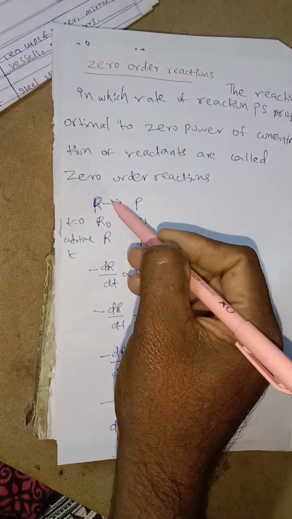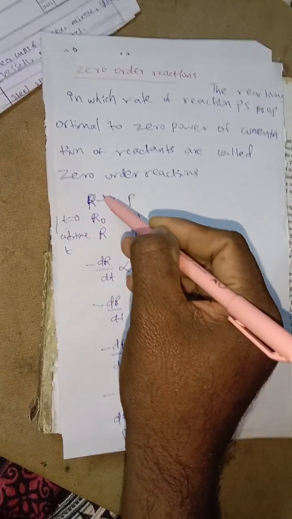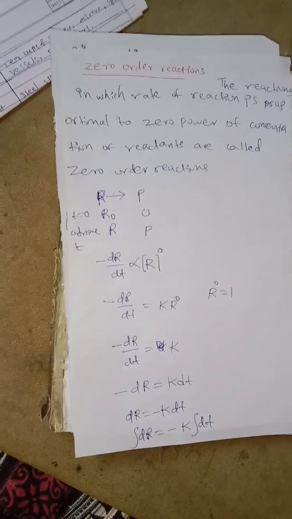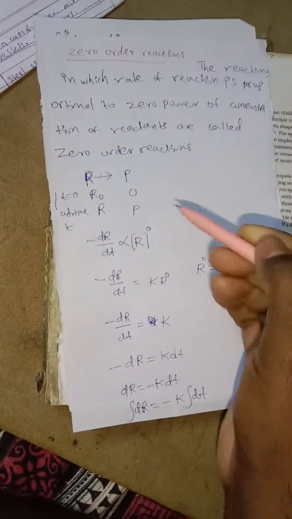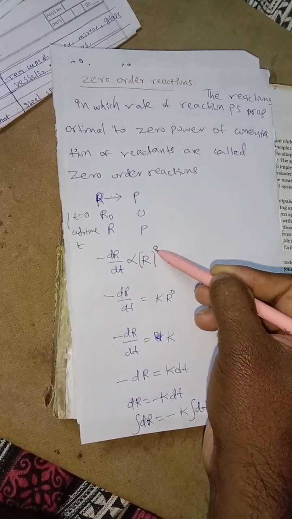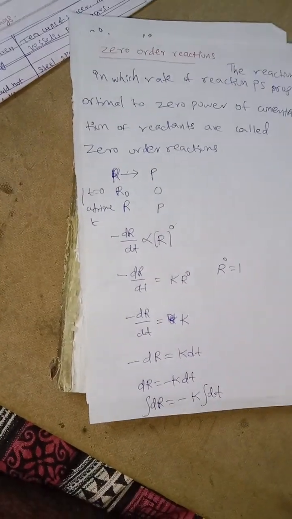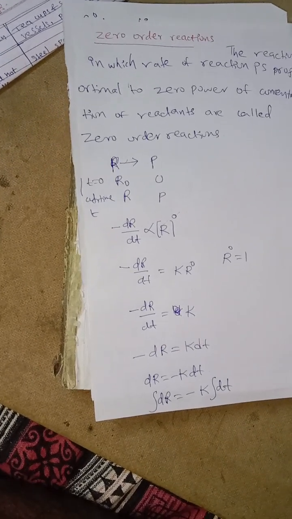Consider a hypothetical reaction in which reactant R is converted to product P. At time t equal to 0, the concentration of the reactant is denoted as R naught, and the product concentration is 0. At a time t, the reactant concentration is R and the product concentration is P. Then rate is directly proportional to the zero power of the concentration of the reactants. Here minus dR by dt represents the rate, and R represents the concentration of the reactants. Power 0 means zero order reaction.